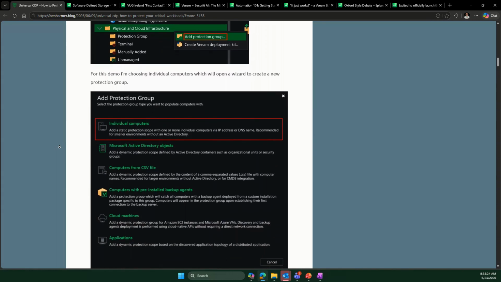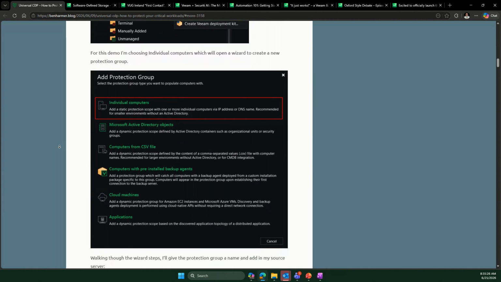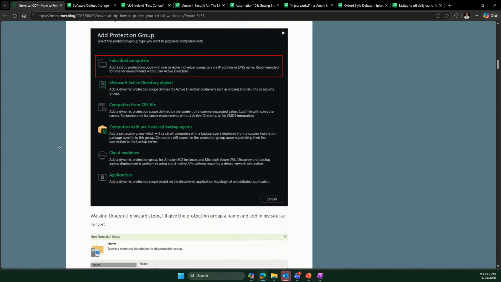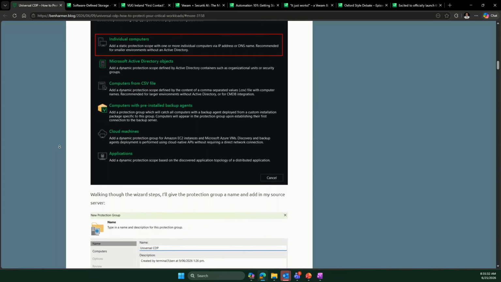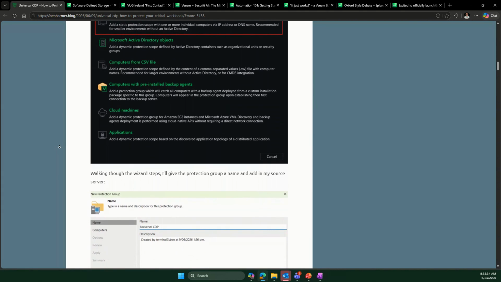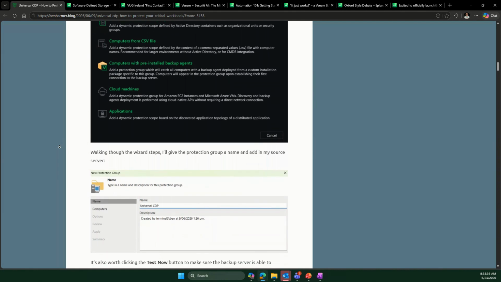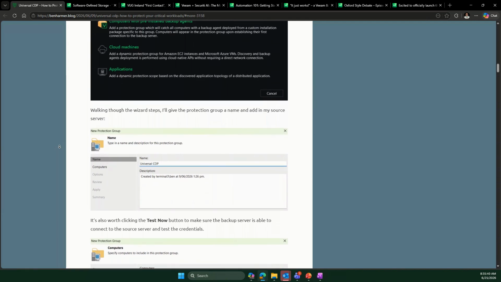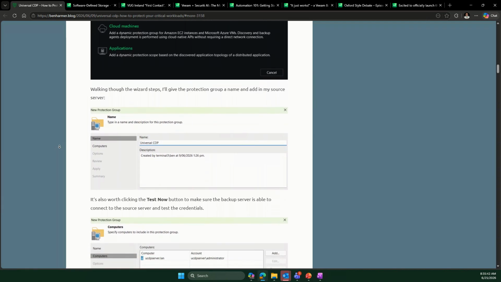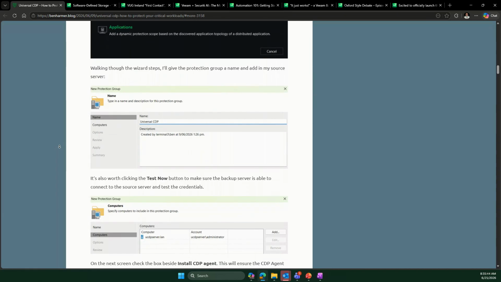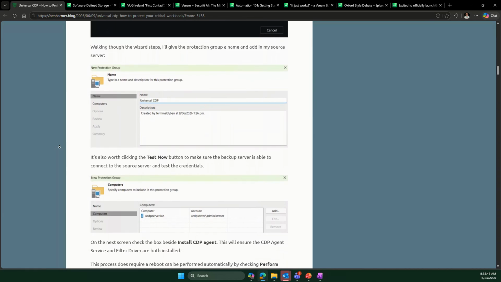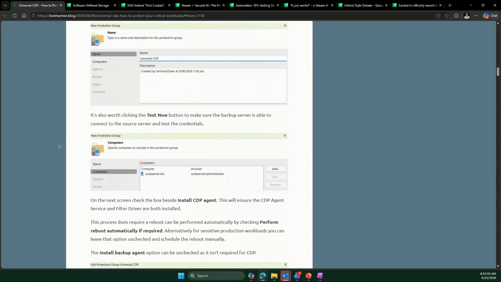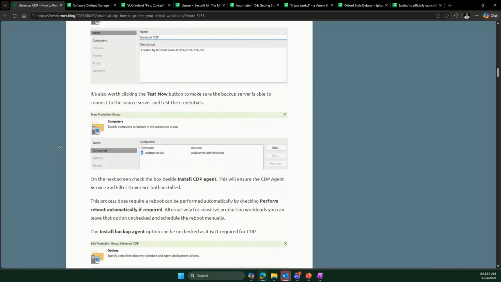The core idea here is the combination of a CDP agent and filter driver on the source side, which captures I/O changes, and CDP proxies on both source and target sides to stream that data efficiently into the replica environment. This is a long one. I'm just mentioning a few points, but you're gonna scroll and scroll and scroll there.